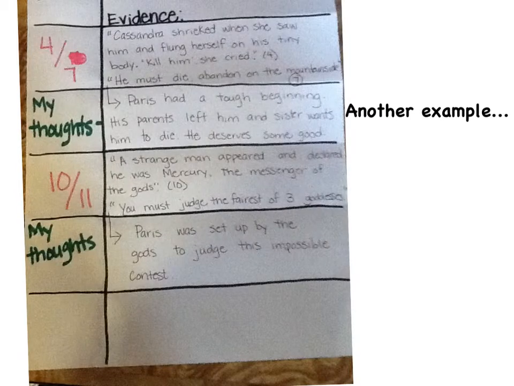Let's take a look at another example. You can see right under my first example, I've added my second location, which is in paragraphs 10 and 11. "A strange man appeared and declared he was Mercury, the messenger of the gods." And then in paragraph 11, "You must judge the fairest of 3 goddesses."